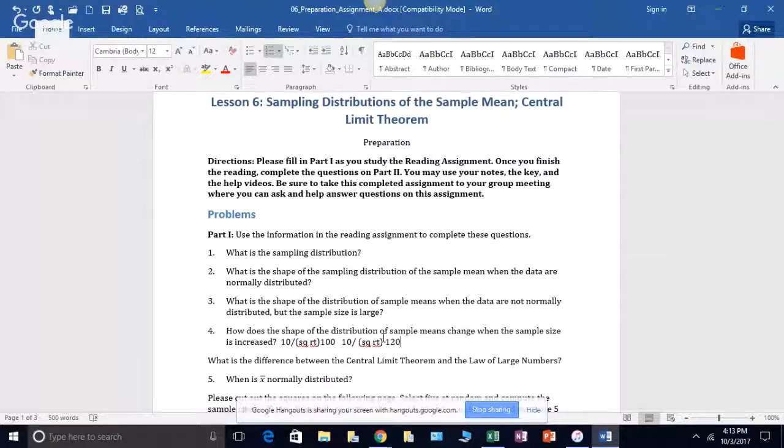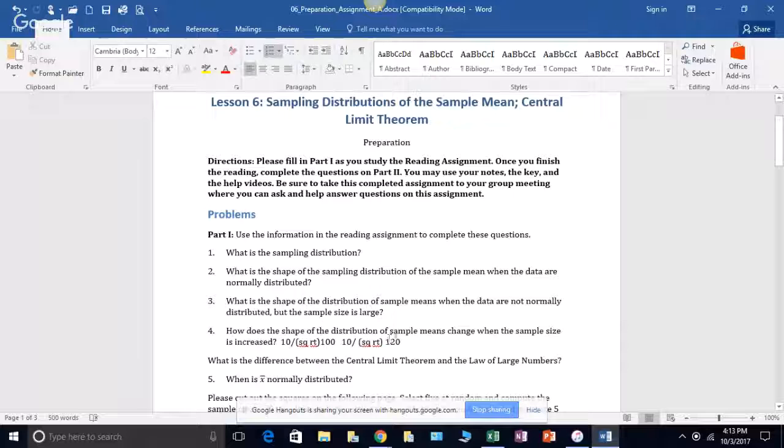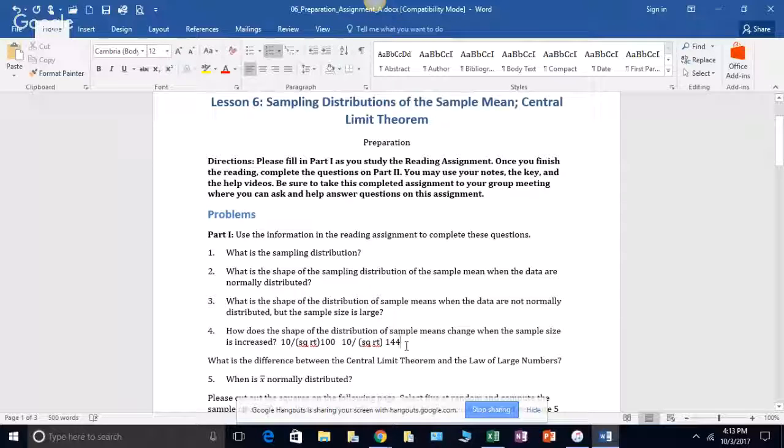Okay, so if you have 10 divided by the square root of 100, it's 100. Right. So then if you do that by 120, oh, I'm sorry, not 120, 144. That makes 12. Okay. So 10 over 12 is 1.2. But that doesn't make sense then, because now it becomes larger. No, it doesn't.